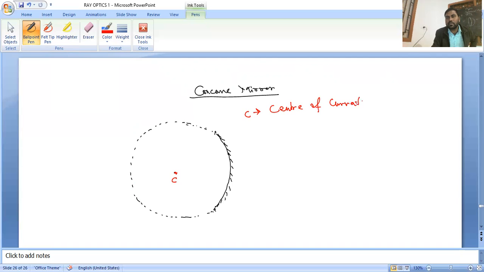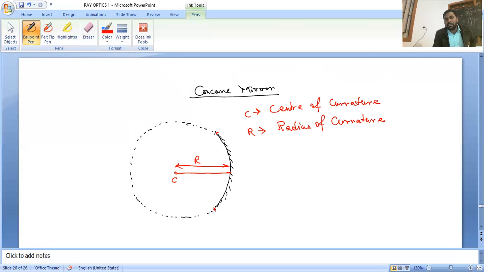If it has a center, obviously, it is a sphere, so it will have a radius r. This is the radius of what? The radius of this curvature. This is a curvature, and this is known as the radius of curvature. No issues.